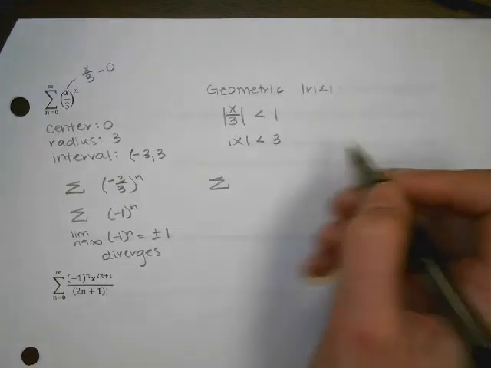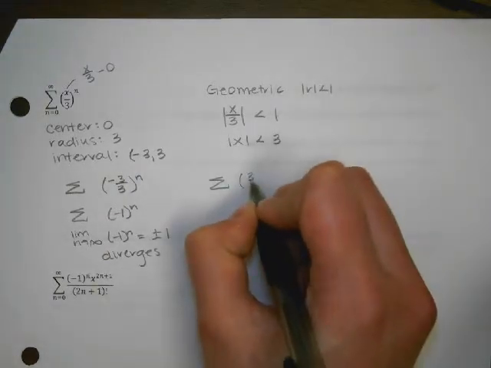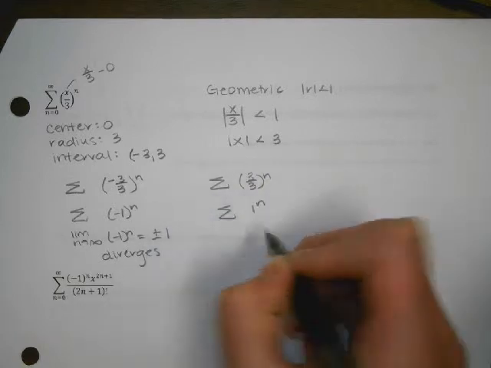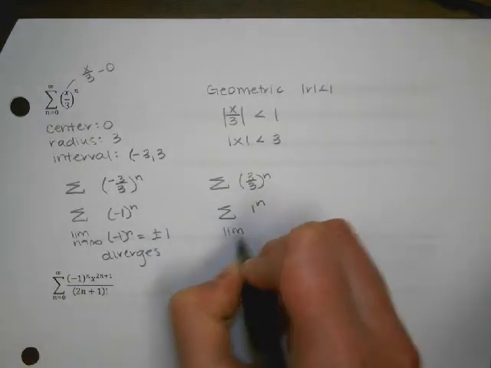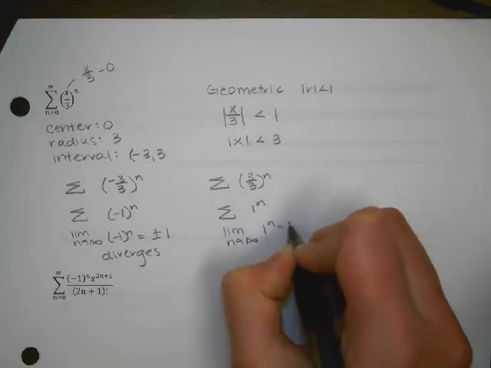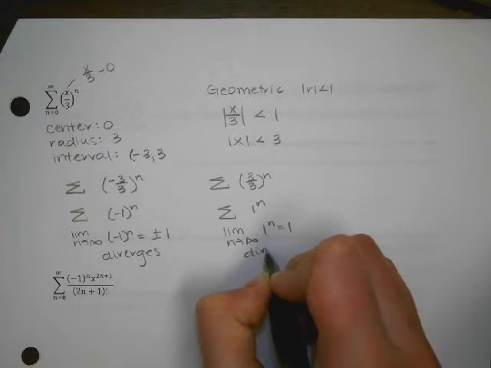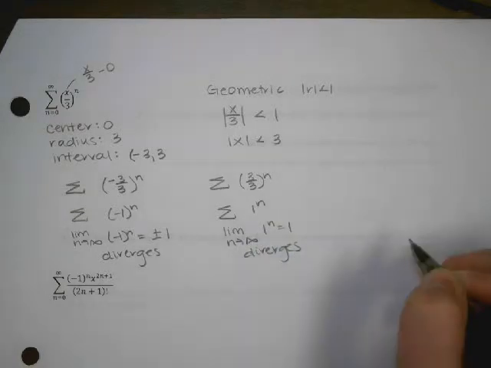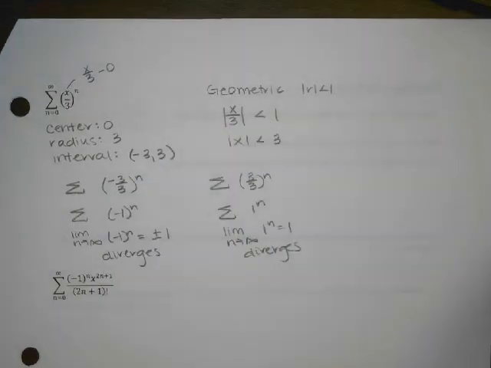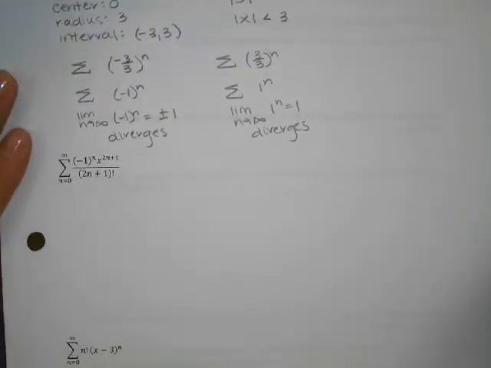Okay, so then we would also test +3, so 3 over 3 to the n. That is just 1 to the n, and so again, if we do the nth term test, the limit as n goes to infinity of 1 to the n is just 1, and since that is not 0, our conclusion is that that one diverges as well. And so that means that our interval of convergence would not include either endpoint. Okay, let's go ahead and try this next one.